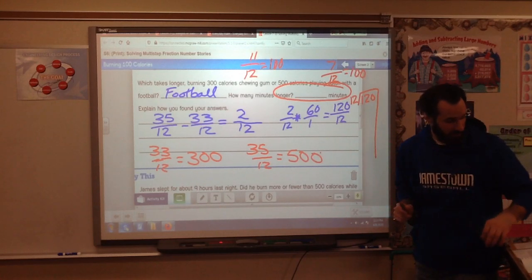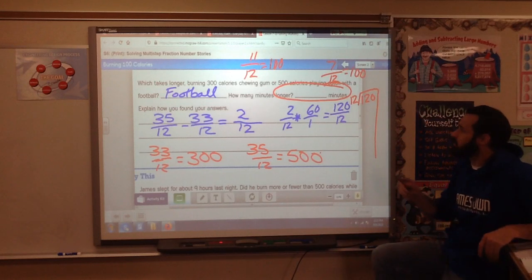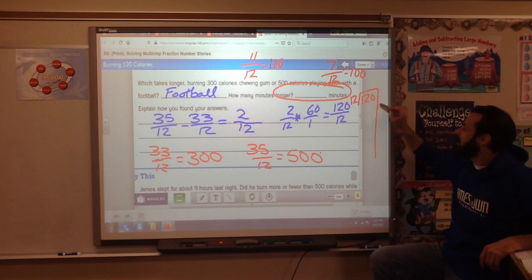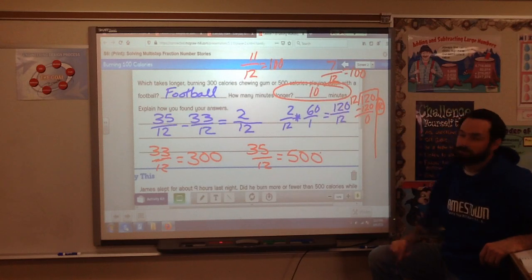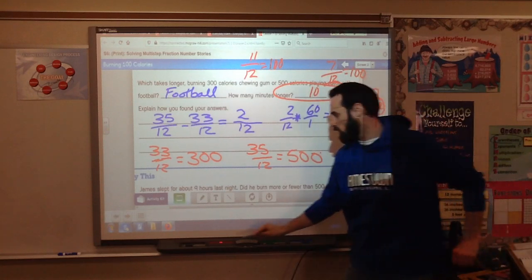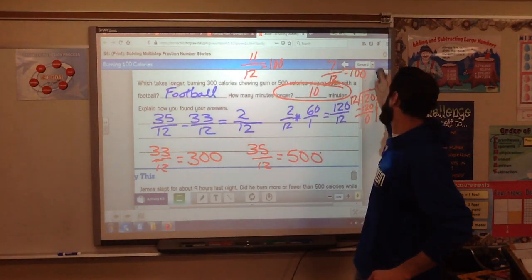Because what you should be thinking, if you paused me and worked on it, is how many 12s go into 12? 1. 1 times 12 is 12. Add a 0, and subtract. So it takes how many minutes? 10. All right, a lot of work there. I know that that was a fast review.